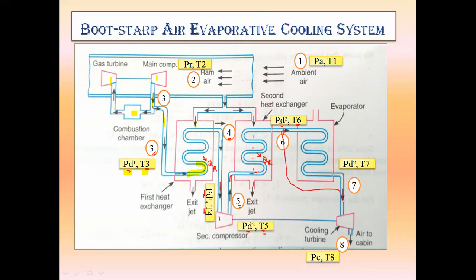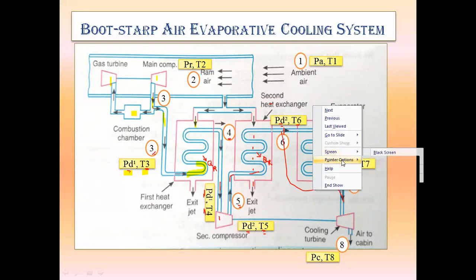We are supplying that outlet of the second heat exchanger to the cooling turbine. But here, instead of supplying the outlet of the second heat exchanger directly to the cooling turbine, what are we going to do?